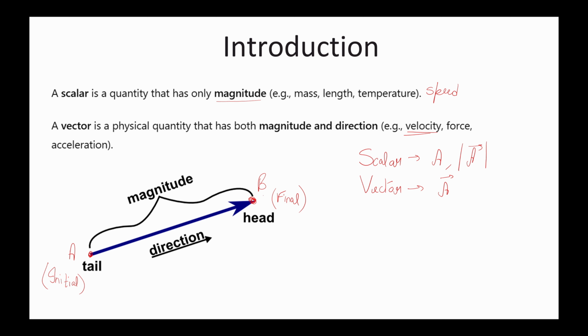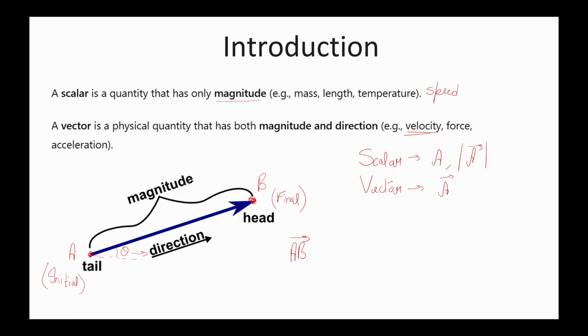So how can we represent this entire vector? This can be represented as AB vector. And the angle that this makes with the horizontal, let's say it is theta, and this theta is what represents our direction for the entire vector.